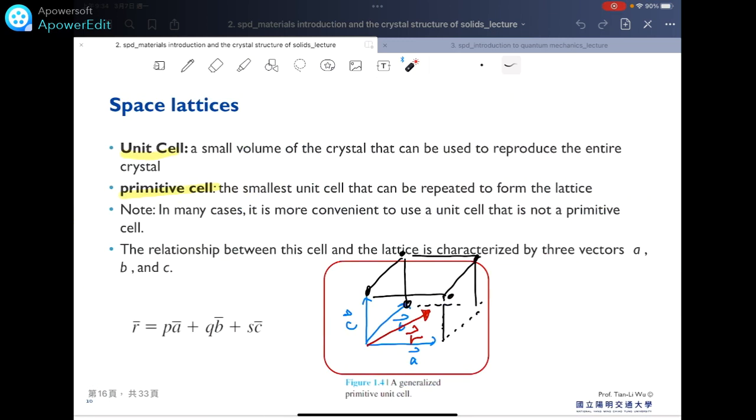Okay, good morning, everyone. Last time we discussed how we can define the different lattice cells. We mentioned that one is called the unit cell and one is called the primitive cell. We can use this vector to represent any place inside of this lattice crystal structure.